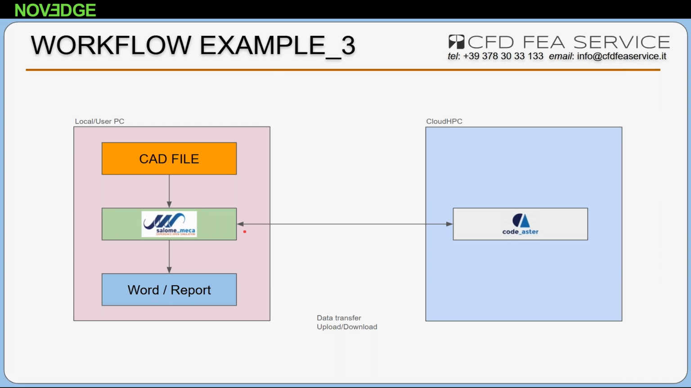So again, these are 3 examples. They are not all the possible workflows that you can set up, but it should give you an idea of the possibilities of differentiating the work and, let's say, ping-ponging the work between your local computer and the cloud HPC.